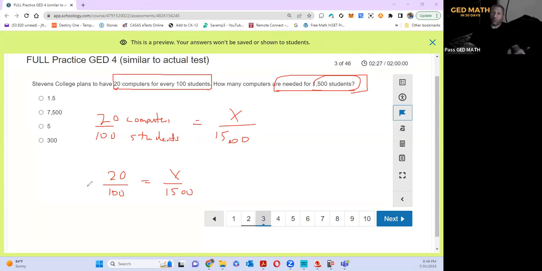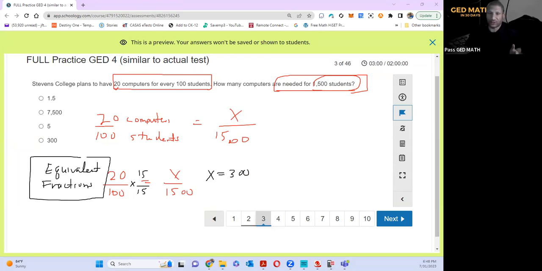What do I have to multiply 100 by to get 1,500? Not 20 times 1,500. What do I have to multiply 100 by to get 1,500? 15. Whatever I do to the bottom, I do to the top. So 20 times 15 is 300, X equals 300. Now that's solving a proportion using equivalent fractions. This is the way I suggest first. See if you can solve it using equivalent fractions first.